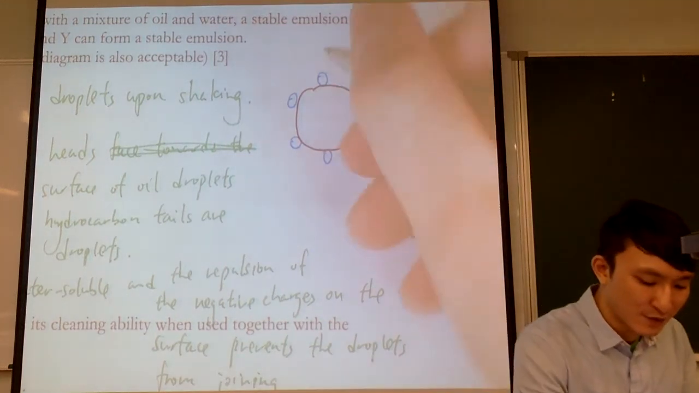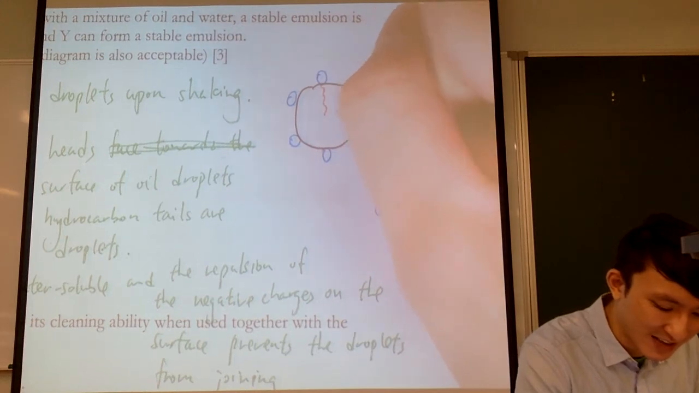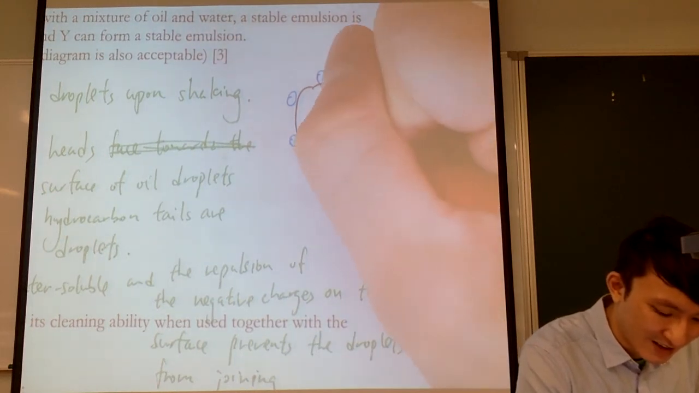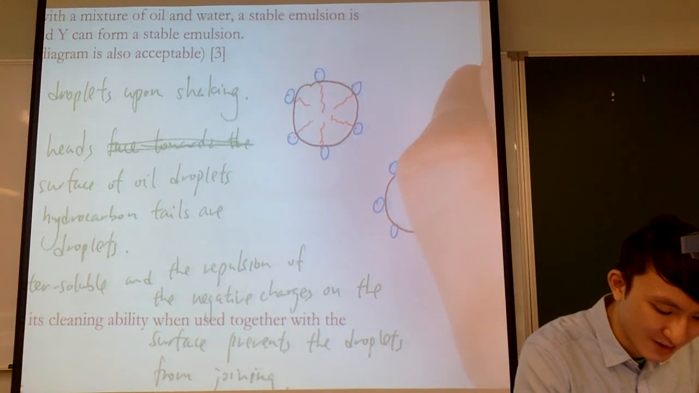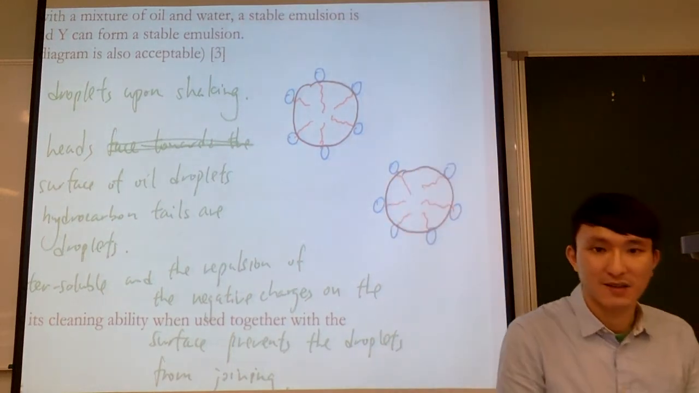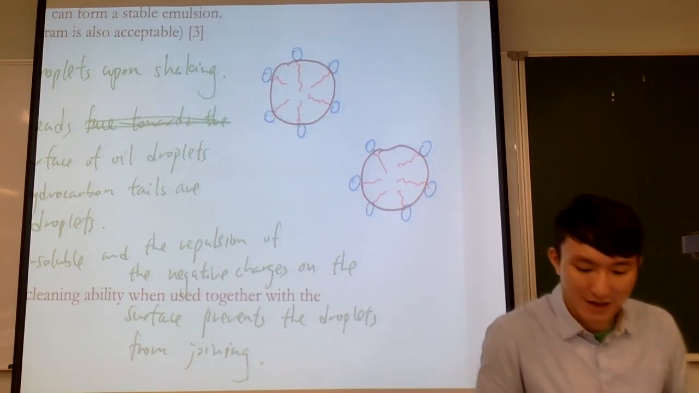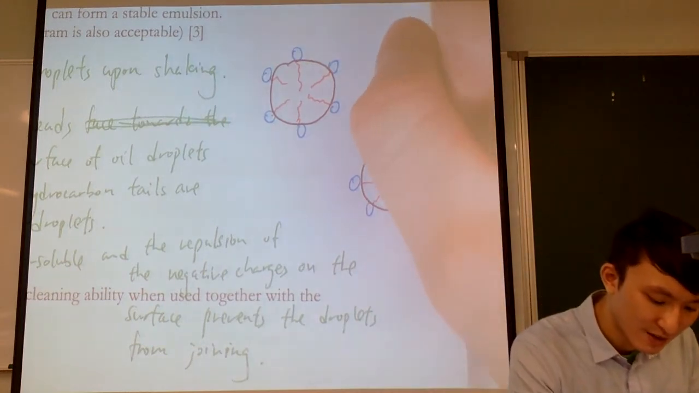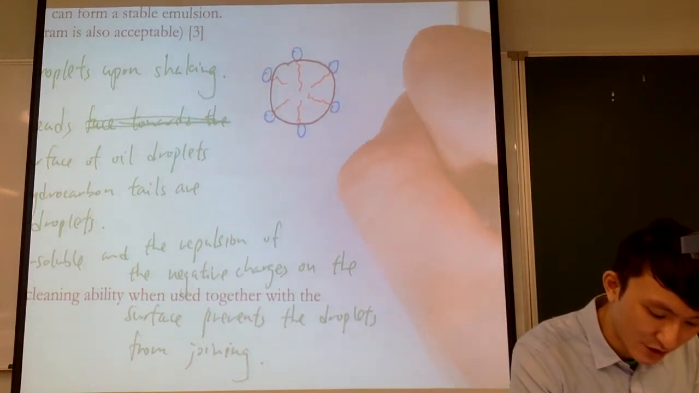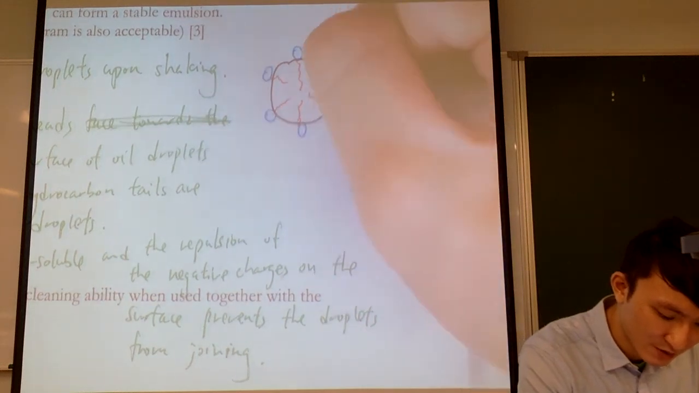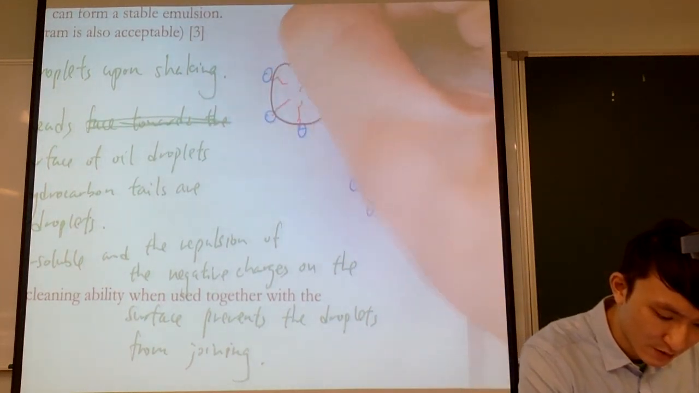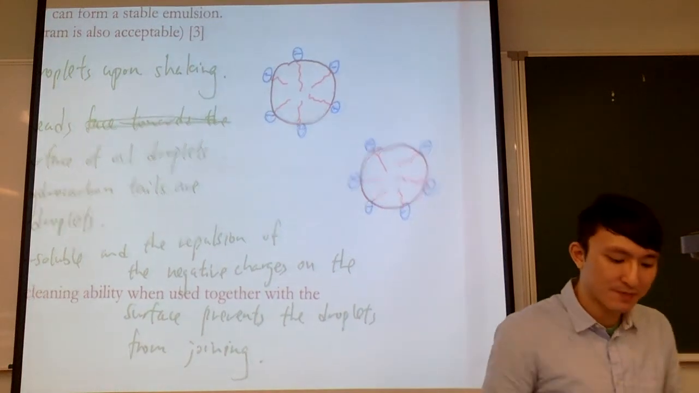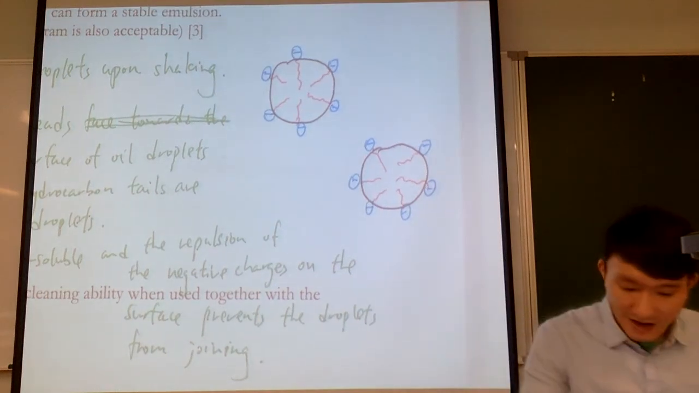Now, you don't have to use different colors, because in the exam they cannot distinguish your color. They just do black and white scanning. But here, just to have a better illustration, all these are having negative charge. And it's a labeled diagram, right?